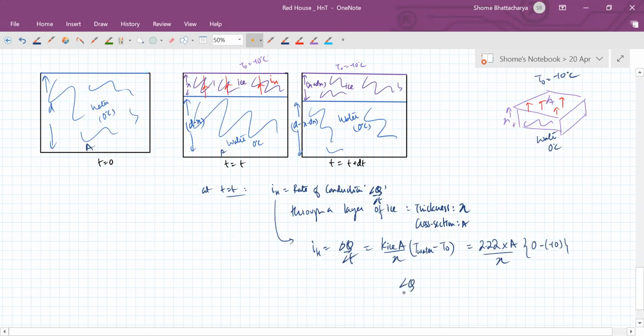So delta Q by delta T is, I'll put the value back, K A by X into 10. Okay. This is our first equation. Now the other thing that is happening is going from T equal to T to T plus dt.